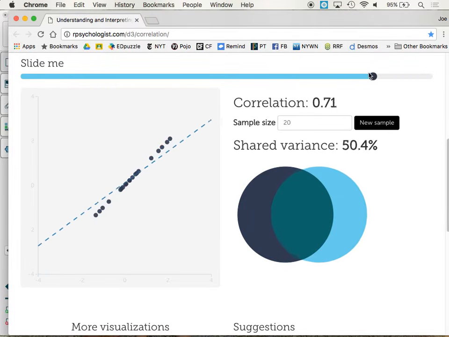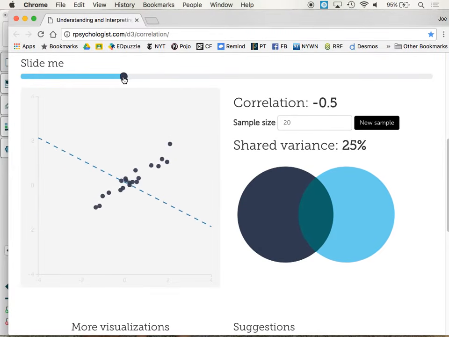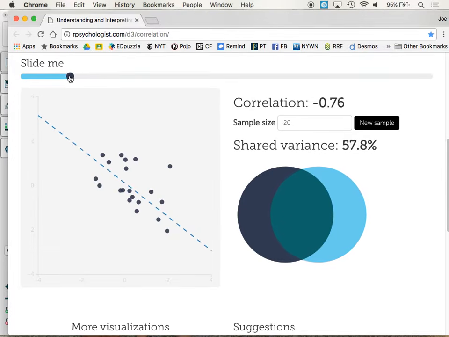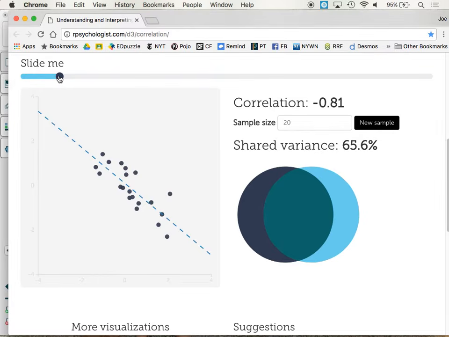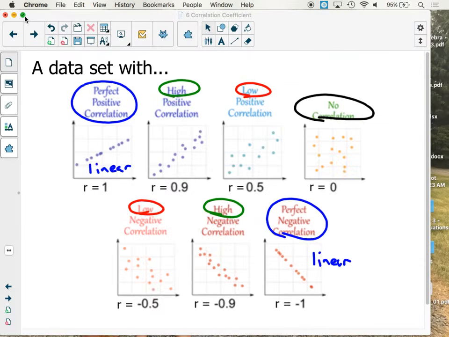And going in the other direction as well, if we go to, say, -0.5, you can see now that the trend is a negative trend, that the data kind of goes down from left to right. And again, as we get closer to -1, the relationship becomes a stronger relationship. And when we do equal -1, the dots are exactly linear as well. So hopefully that slider helps give you a nice visual of how that correlation coefficient changes based on the data.